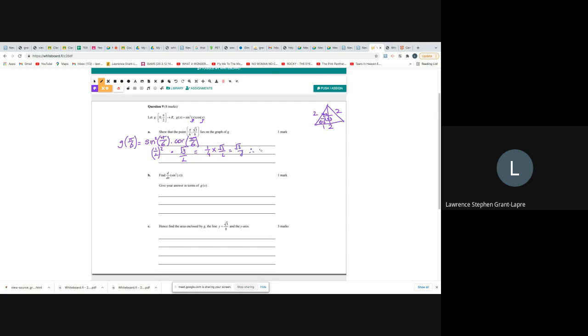Therefore, yes, pi over 6, root 3 over 8 lies on the graph. That point is on the graph. Okay. Give your answer in terms of g of x.